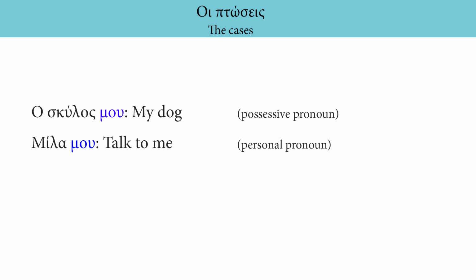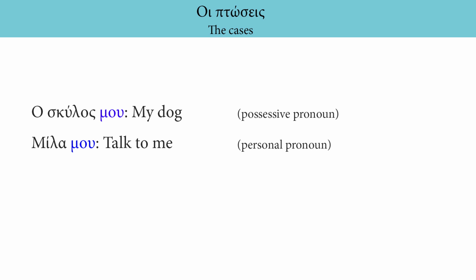For example, the genitive case of the pronouns is very common and is used not only for possession, like my, your, his, etc. in English, but as I said before, the genitive case is also used for the object of some verbs. For example, talk to me in Greek is μίλα μου. Μίλα, the verb, μου, to me. Μιλώ is a verb that gets an object in the genitive case.